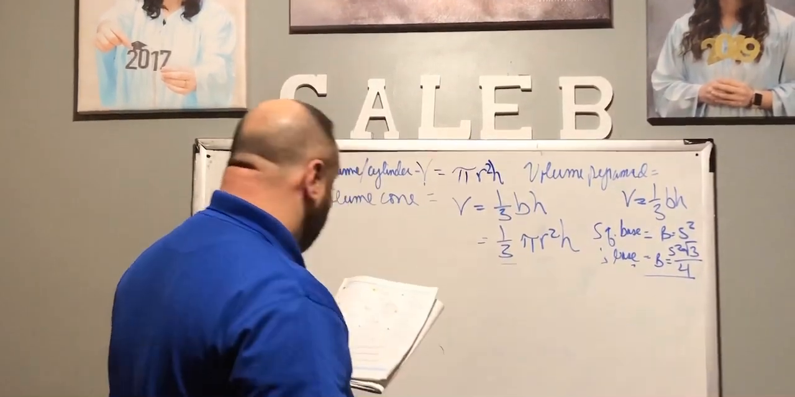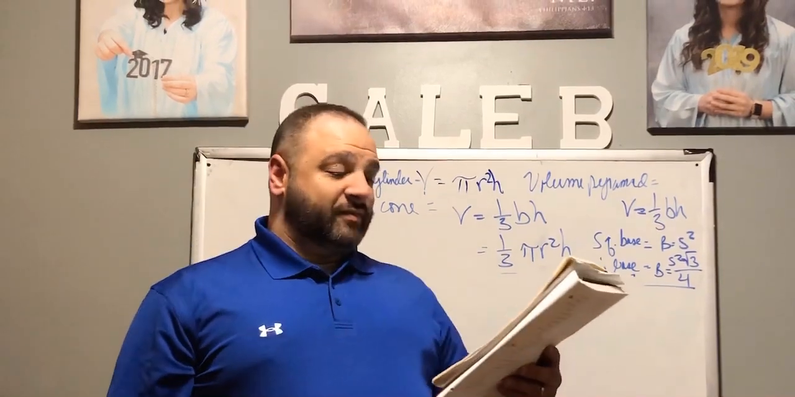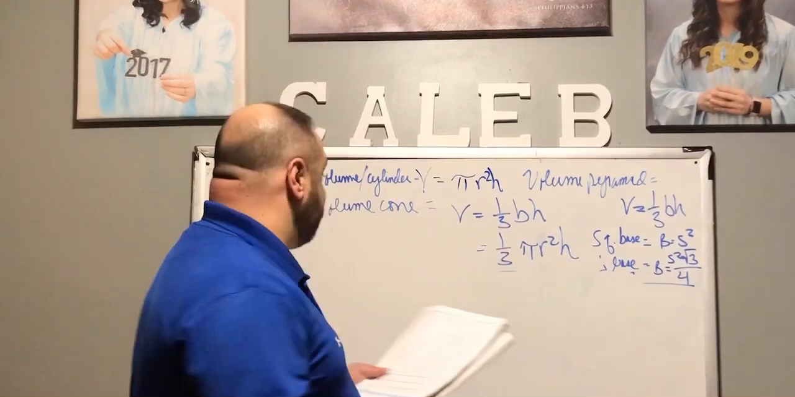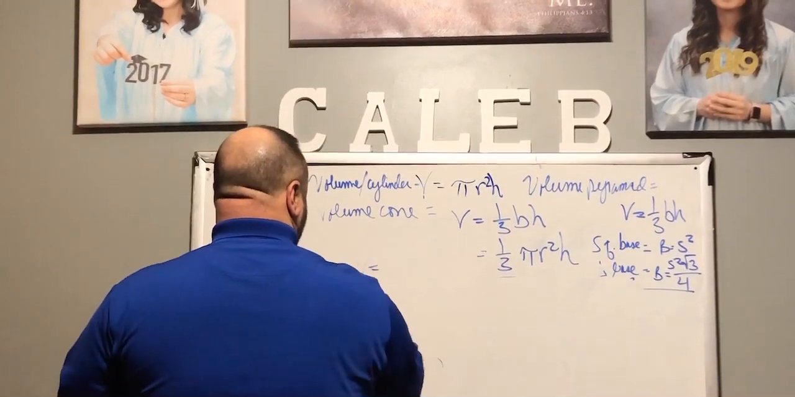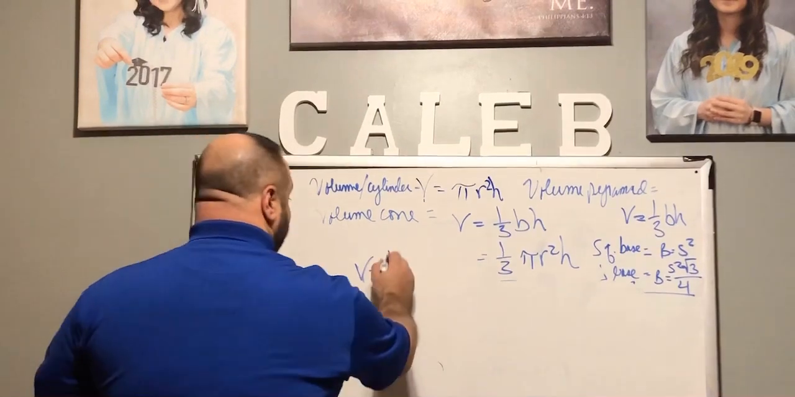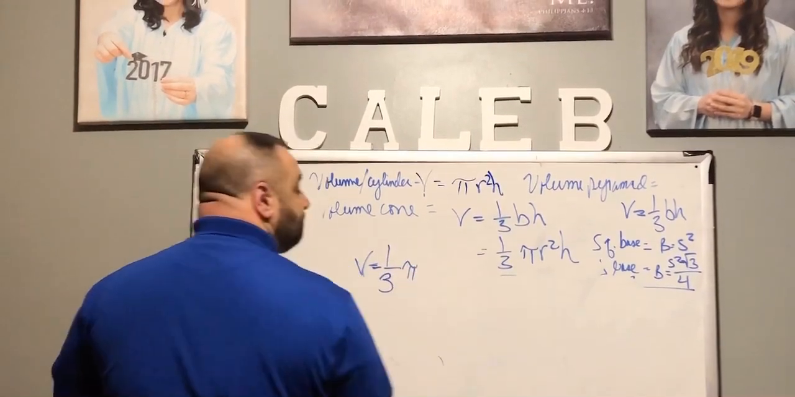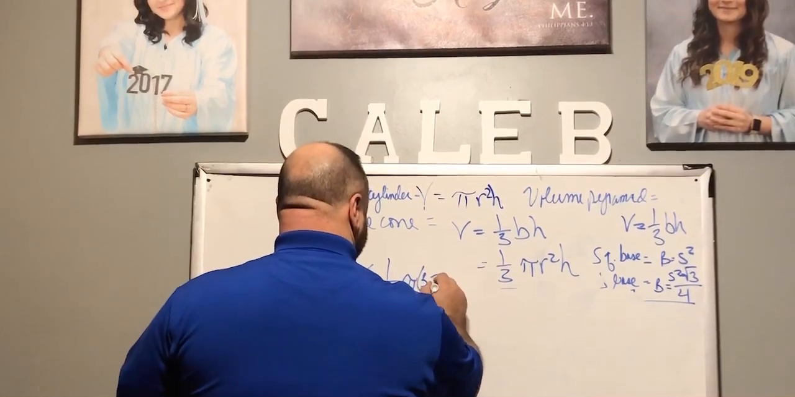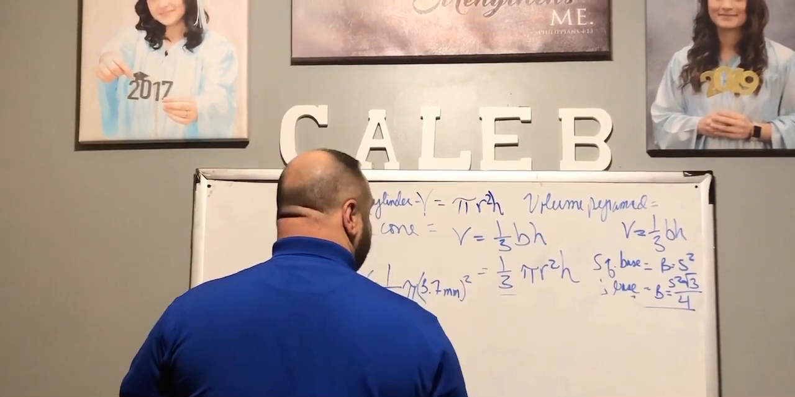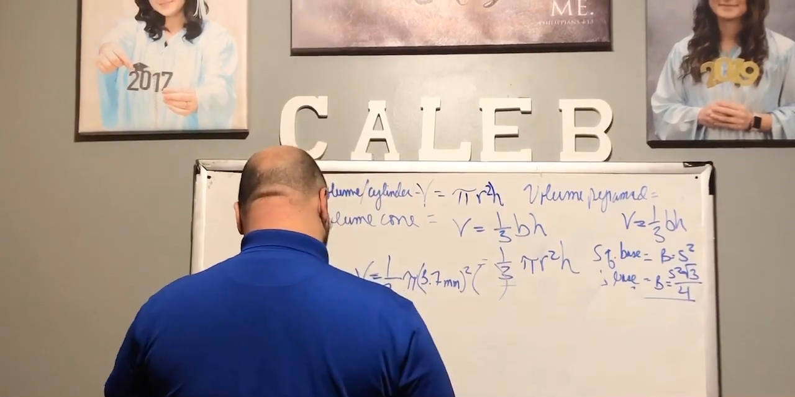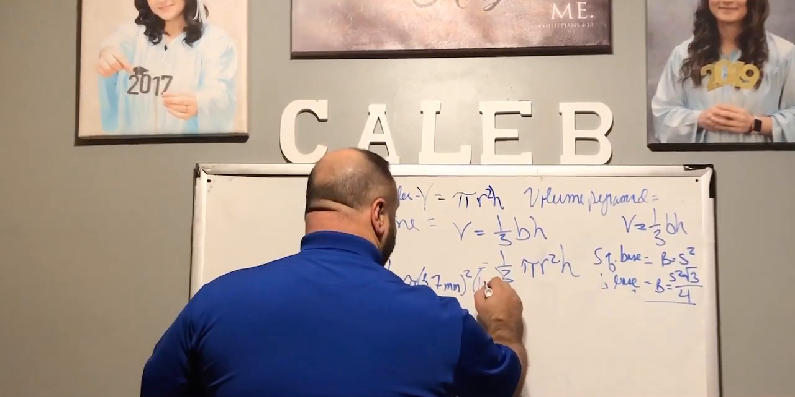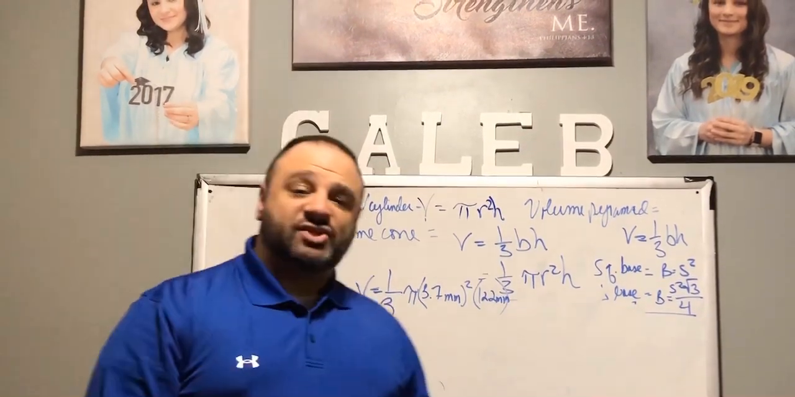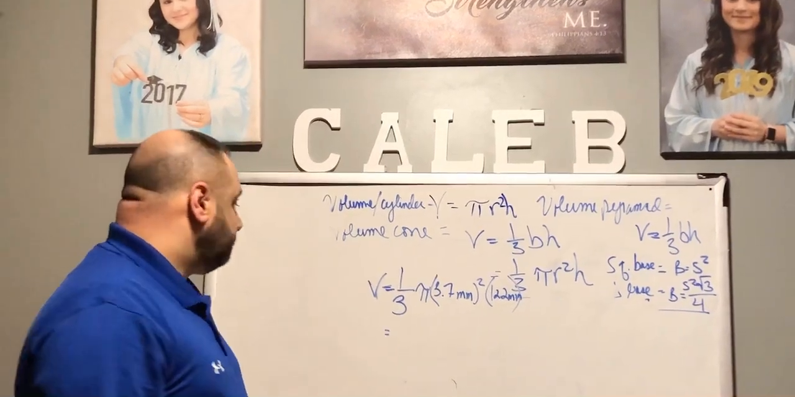Okay, number 18. We have a radius of 3.7 millimeters and a height of 12.2 millimeters. So let's quickly plug that in. So volume equals 1/3 times pi times the radius, 3.7 millimeters squared, times the height, which is 12.2 millimeters. I'll give you a few seconds. I want you to work that out and give me your answer.